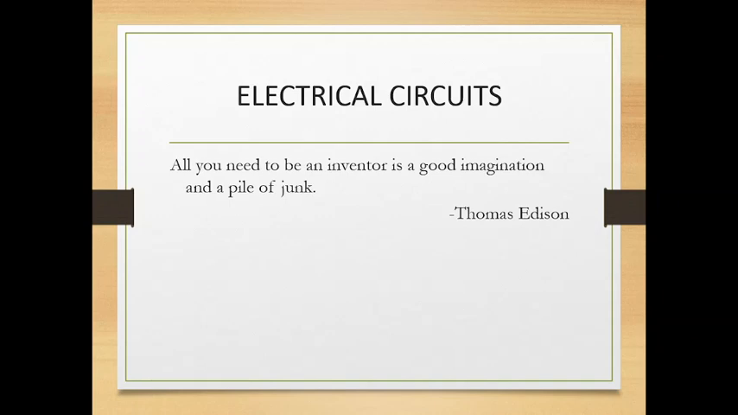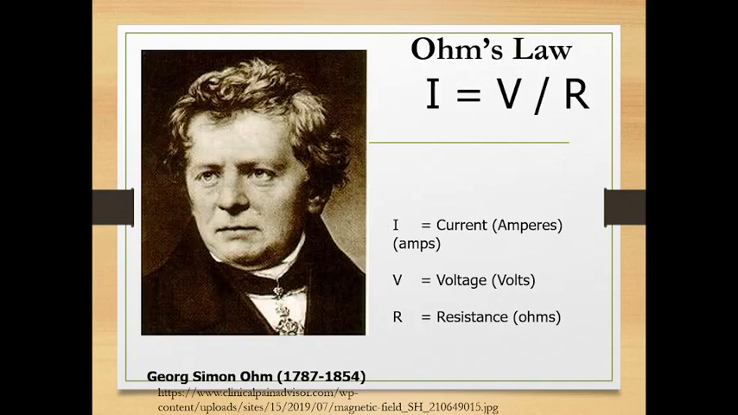Exactly, this is our Ohm's law. I hope that you remember how we can use Ohm's law formula. Here we have I equals V over R. I is our current in amperes or amps. V is our voltage or volts. And R is our resistance or ohms. And also on the screen you can see the picture of Georg Simon Ohm, the inventor of this.